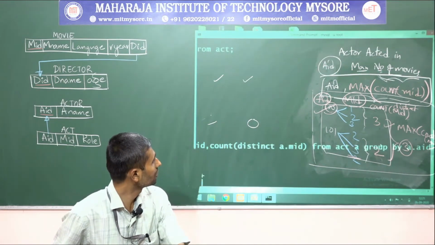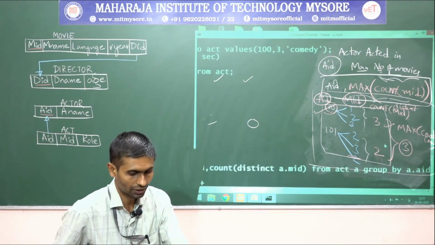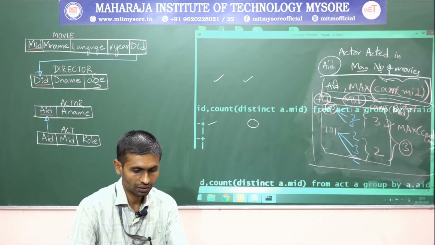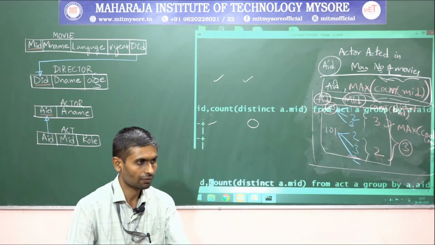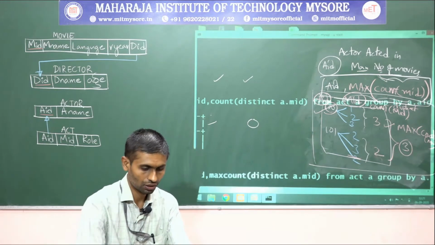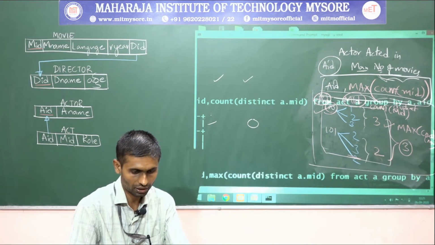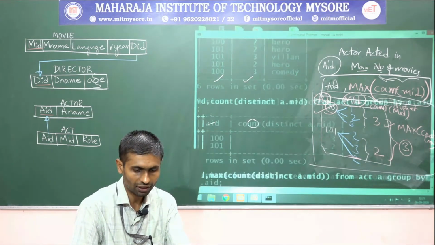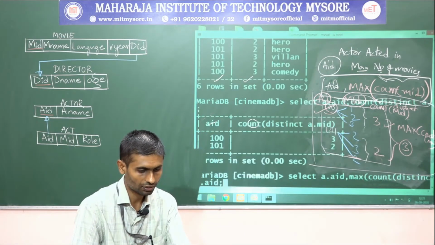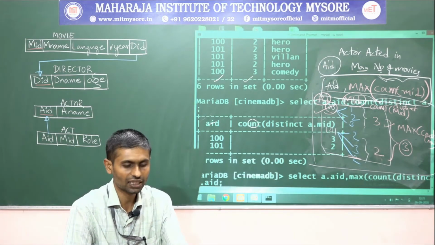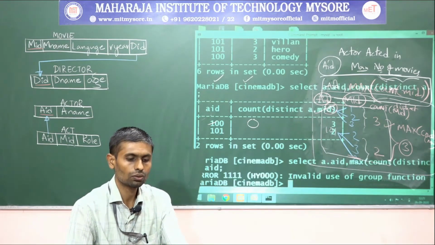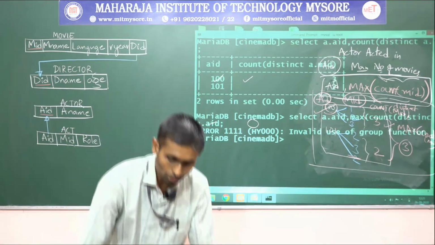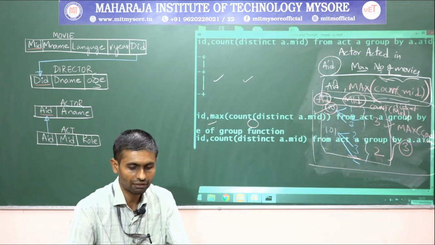Max of count could go where it is good for you to display. This position is okay, I think. We said max of count of distinct A.MID, and here also we write it in the having clause. So after select max, we'll see whether we get a maximum or not. It says invalid use of group by function, error. Is it because we missed this having clause?